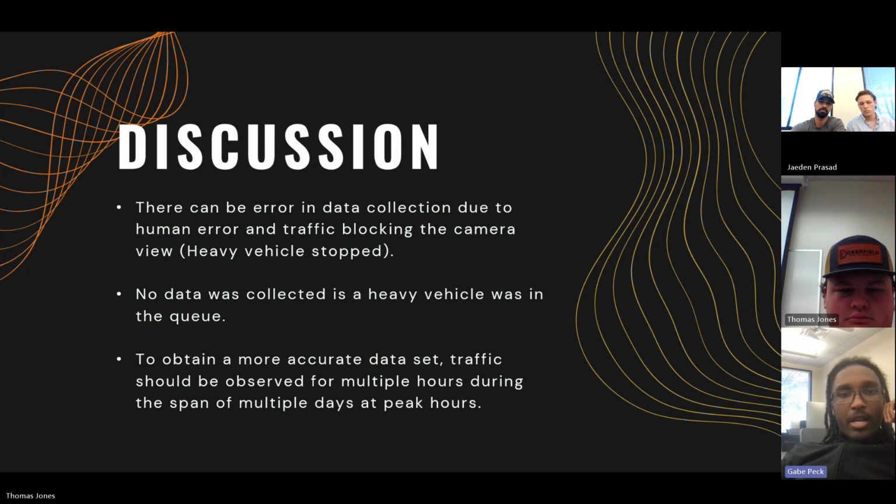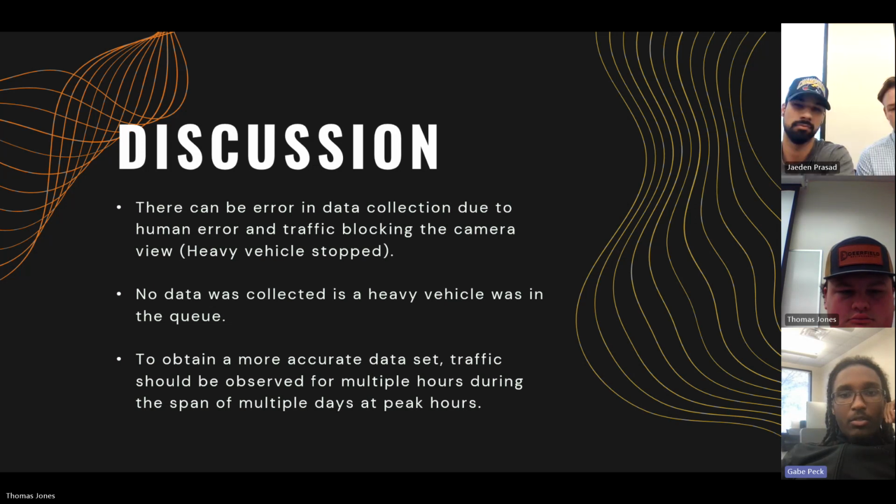There can be error in our data due to human error in traffic blocking the camera view, such as the heavy vehicle stop. No data was collected as a heavy vehicle was in the queue. To obtain more accurate data, traffic should be observed multiple hours during the span of multiple days.